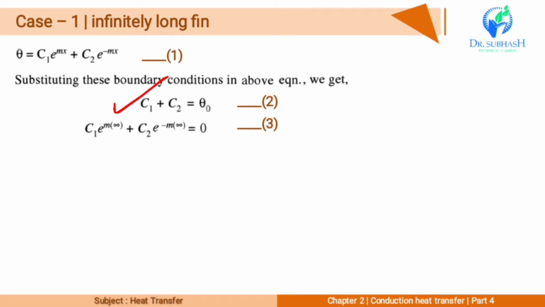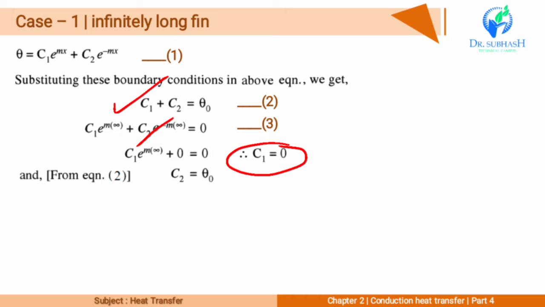Now applying our second boundary condition, that theta is equal to 0 at x equal to infinity. So we get C1 e^(m·∞) + C2 e^(-m·∞) = 0. The second term is 0, and so finally C1 e^(m·∞) + 0 = 0, and then C1 is equal to 0. Putting this value C1 = 0 in equation number 2, we get C2 is equal to theta 0.